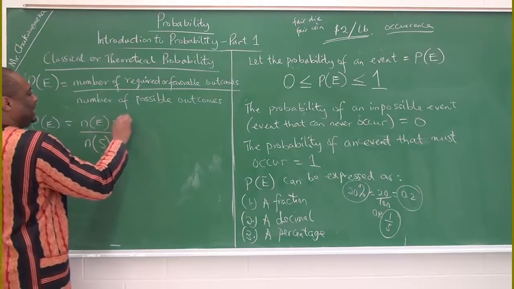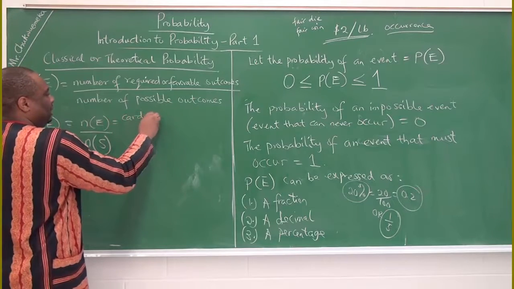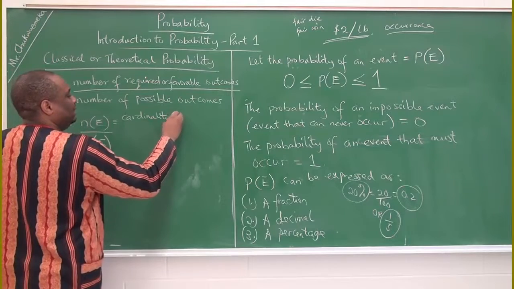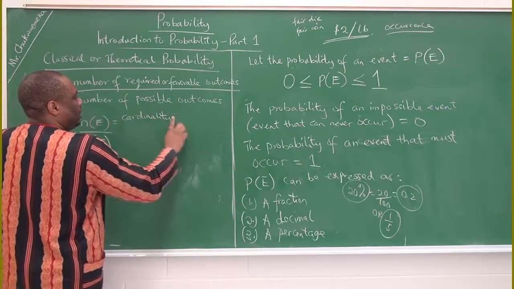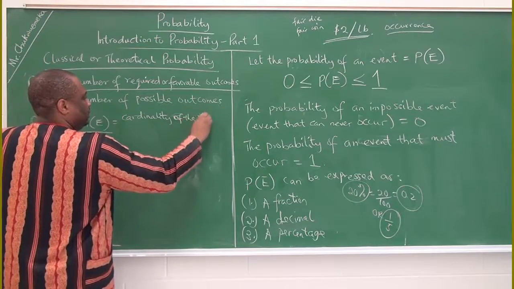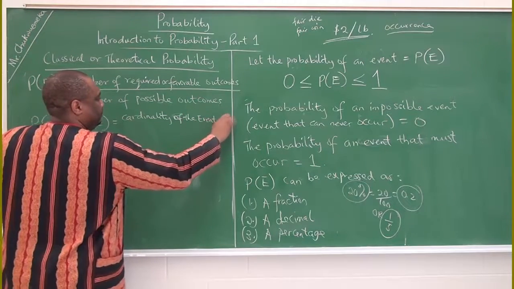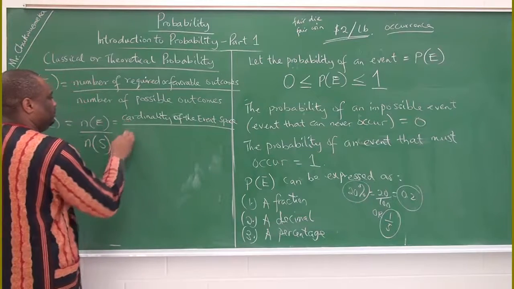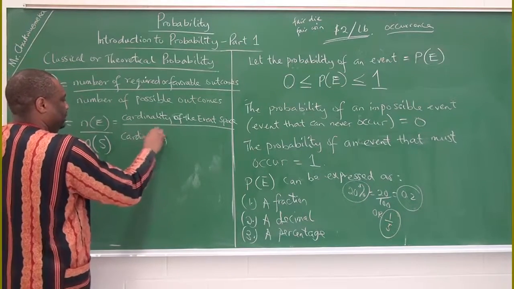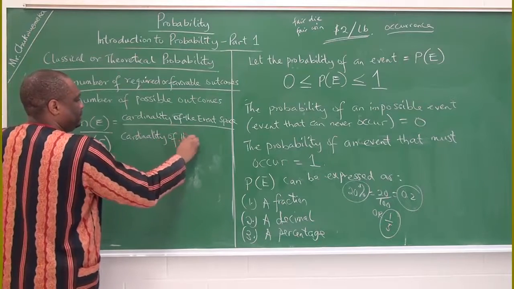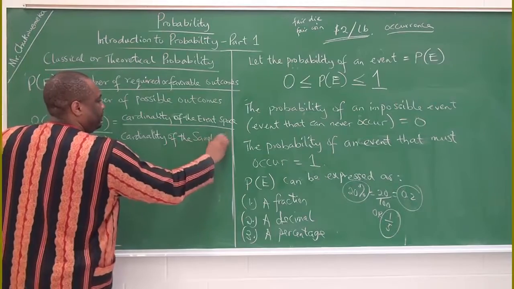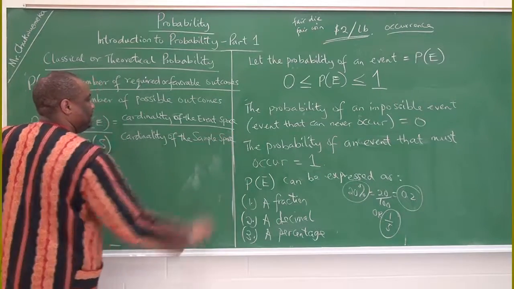Cardinality is the number of elements in the set. So, the cardinality of the event space all over the cardinality of the sample space. Cardinality just means number of.